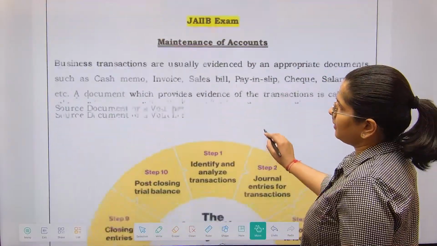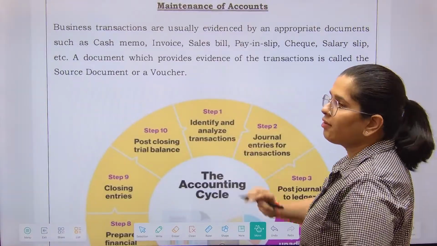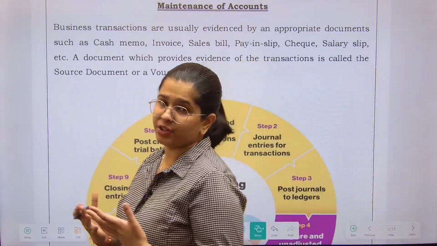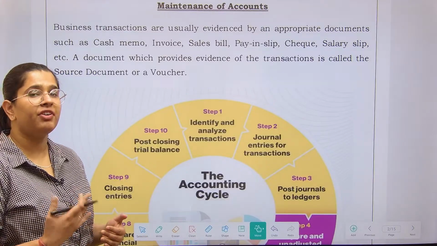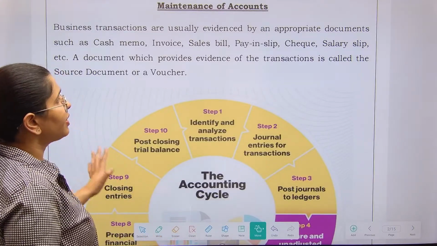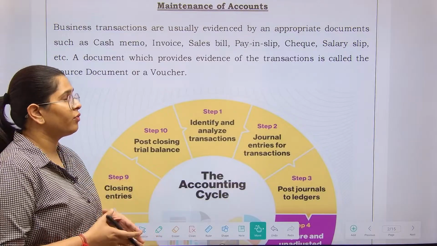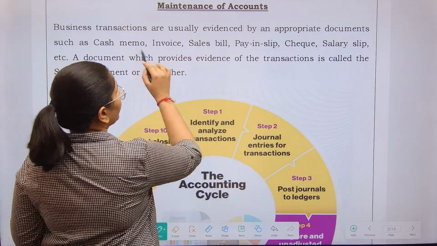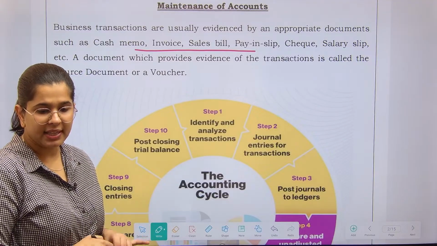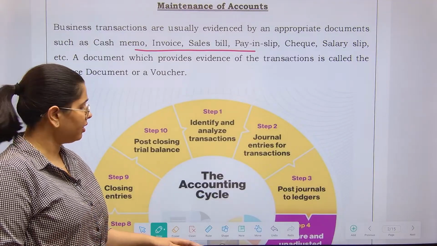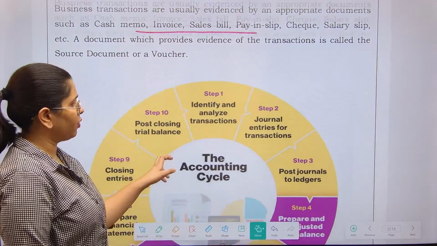First of all, whenever you have a business, your business might have different sorts of transactions, and different sorts of transactions are recorded in different documents. So that's what has been written over here: the cash memo, invoice, sales bill, pay slip, checks, etc. They all are the documents that we enter while preparing our books of accounts.